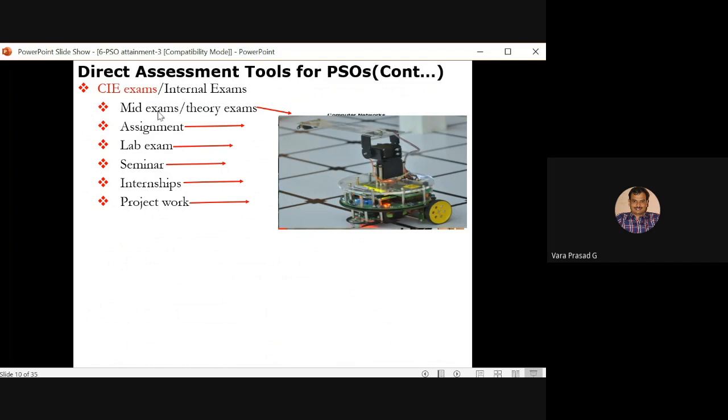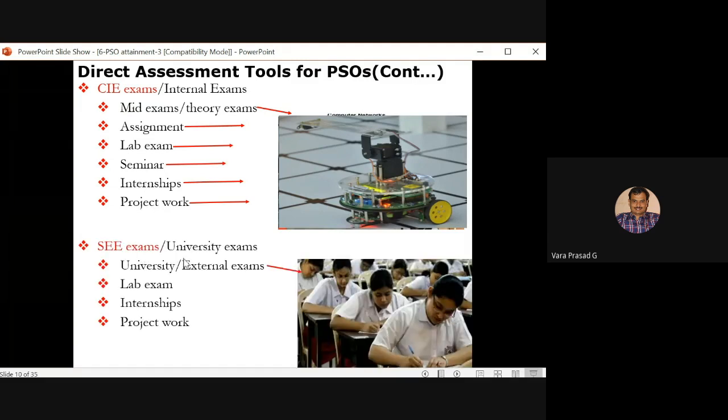In the sense, there are various events or tools through which we allocate the marks. Whatever I'm showing here is internal, meaning at the department level we conduct all these things and give the marks to the students based on their performance. That is called CIE. Now I'm going to the university exams. In university exams, the student has to appear for the final exams at the end of the semester. Based on their performance, the marks will be allocated by the university. This one is allocated by the internal faculty, and this one is allocated by the university.